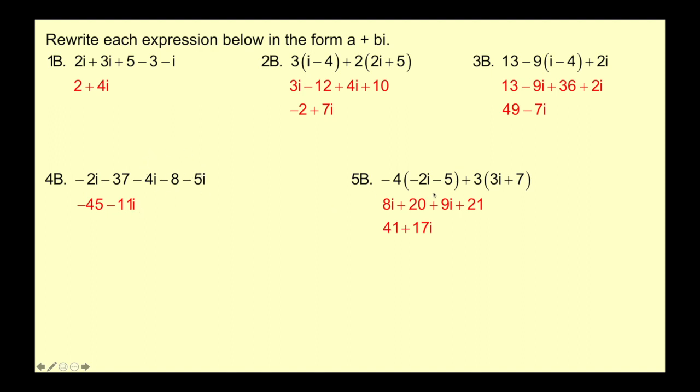For 5, we're distributing the negative 4 in, then we're distributing the 3 in. We get 8i plus 20 plus 9i plus 21, and now we combine like terms. 20 and 21 combine to give us 41, 8i and 9i combine to give us 17i. So we can see that when we're rewriting these, it's very similar to things that we've always done in the past. We're just distributing and combining like terms.